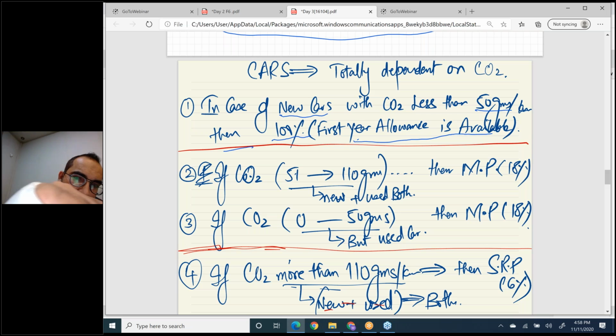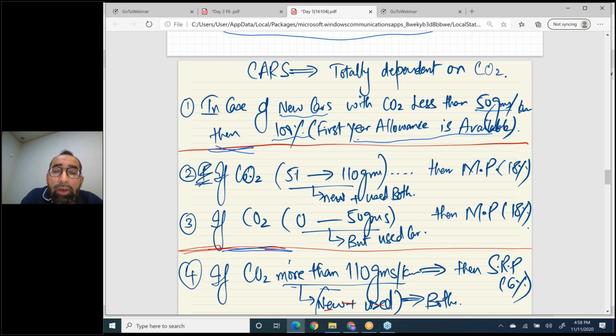If your car has a CO2 emission rate of 51 to 110, no matter it's new or used, this car will go in main pool. That means 18%.